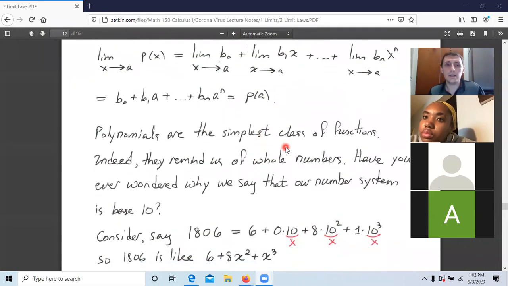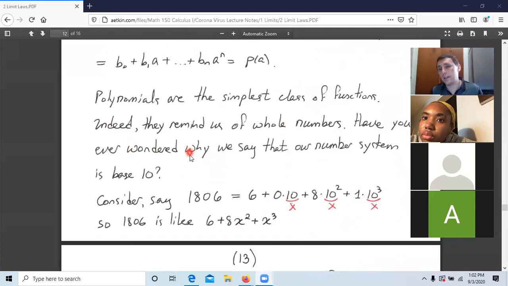Okay. And one thing you see, polynomials, the analogy is that of integers. So we speak about the base 10 system.